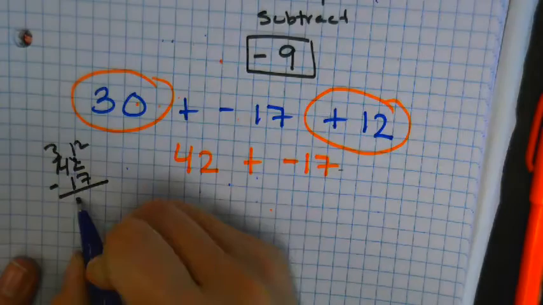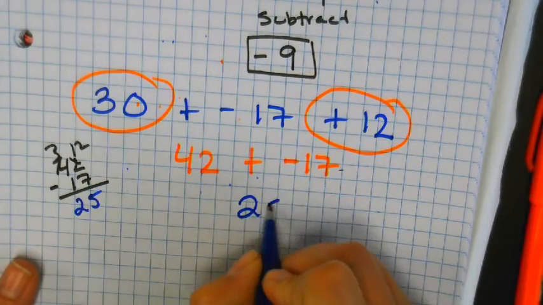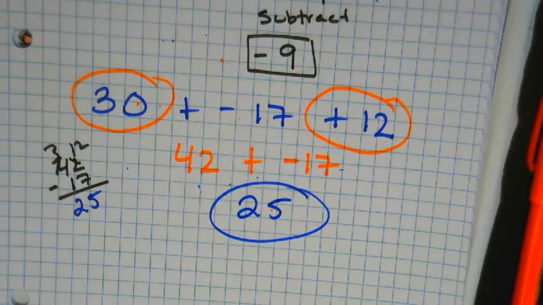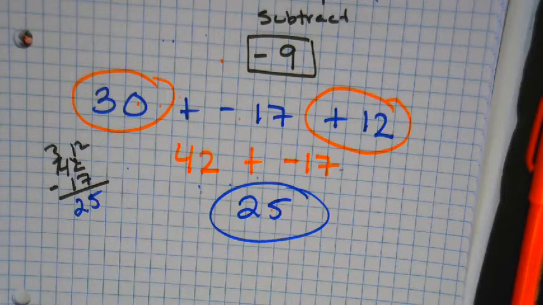25. Are there more positives or negatives? Positive, so your answer is positive 25. Are we okay? Yeah? Make sense? Okay.